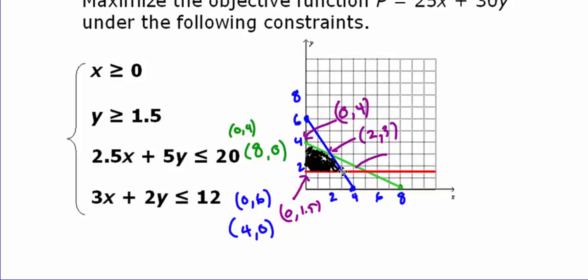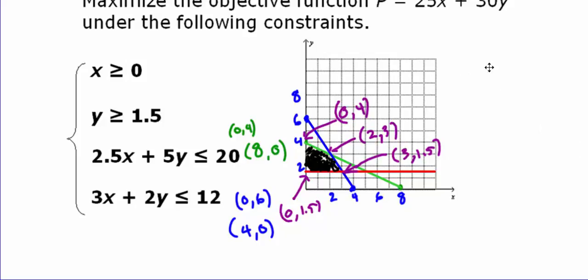This one right here isn't so bad, but it's not just a gimme. What I do know is the y value is 1.5, and I'm going to have to plug that in to this equation to the line that I've got blue so that I can find this vertex. And when I plug in 1.5 for y here, that gives me an x value of 3.